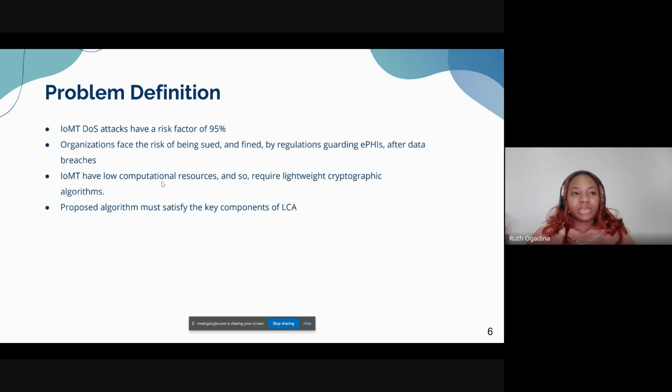And organizations do not only face the risk of losing their reputation with regards to their patients, but they also face the possibility of being fined millions of dollars and losing millions in revenue due to these breaches.